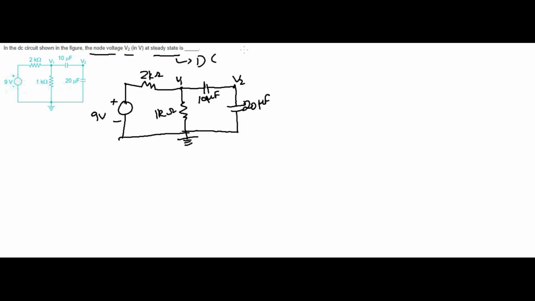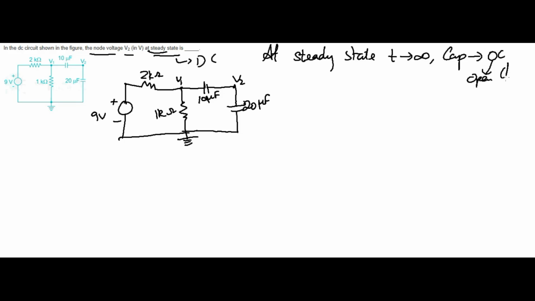The first one is at the steady state. So look at this at steady state. Listen to me, at steady state, t always tends to infinity. Also in the last class, or the last question, you have seen that the capacitor goes to open circuit. What does it represent? Open circuit. So we can apply this here.